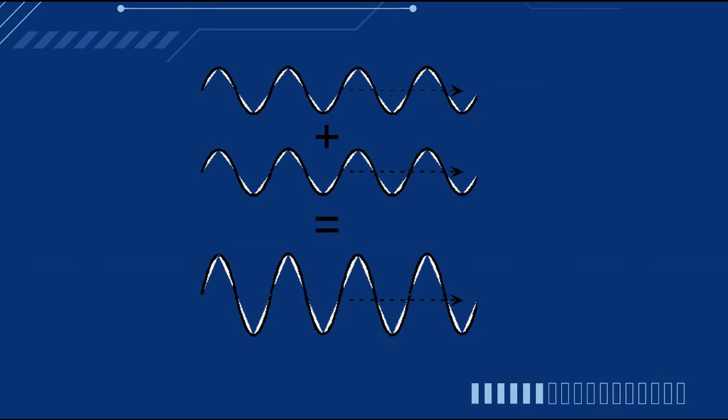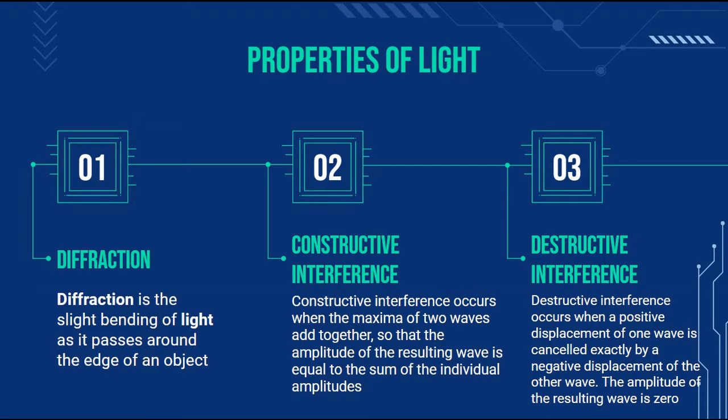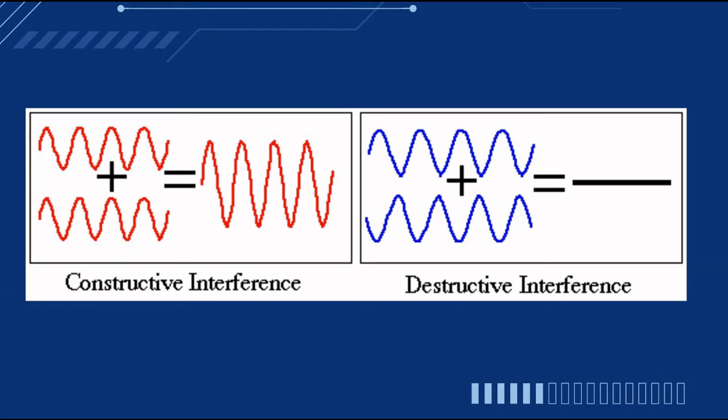Alright, let's move ahead to the third property. That is destructive interference. It's kind of opposite to constructive interference. Destructive interference occurs when a positive displacement of one wave is cancelled exactly by a negative displacement of the other wave. The amplitude of the resulting wave would be zero. So that is destructive interference. If I have to say it in a simpler way, when two rays are exactly opposite, then they both nullify. That is known as destructive interference, just a single line.